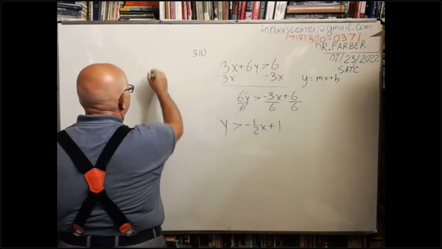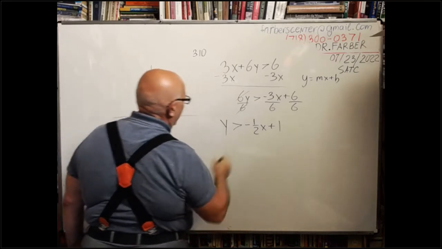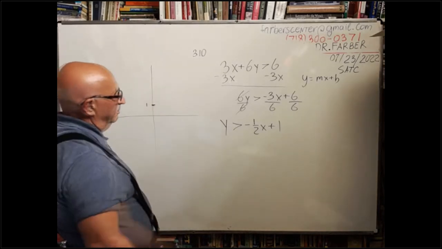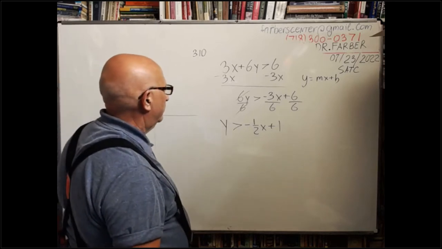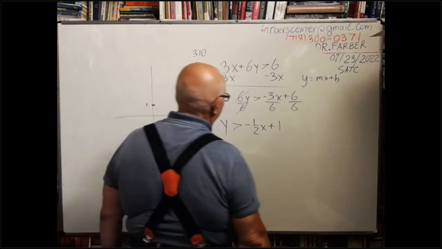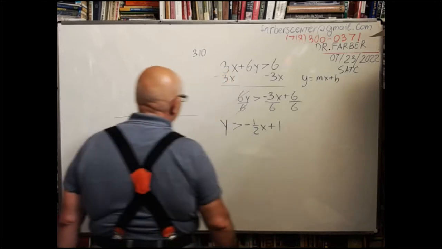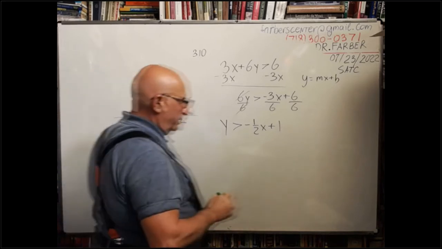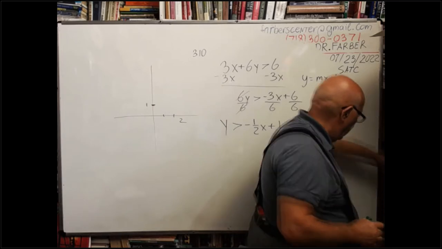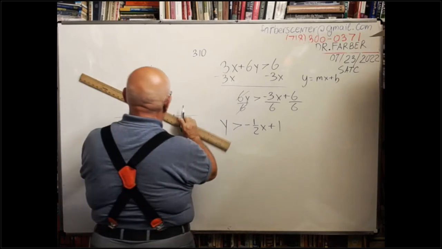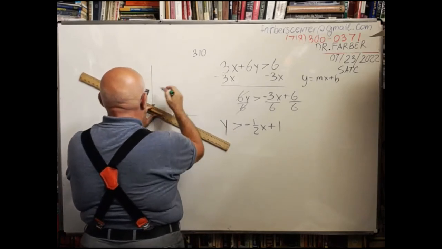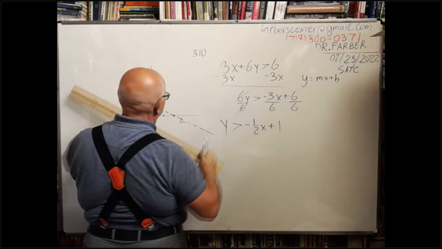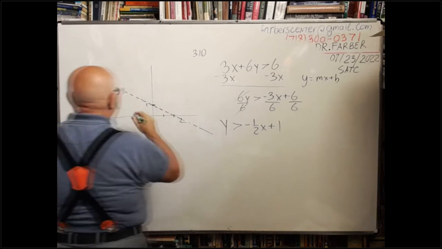So build this graph. Y-intercept is 1. This is 1. And since the slope is negative, it goes down. When x equals 2, y equals 0. And you connect these two points. Only keep in mind, since it's a strict inequality, you have to make a dashed line. If it were greater or equal, it's supposed to be a solid line. Since it's greater, you shade the semi-plane above this.